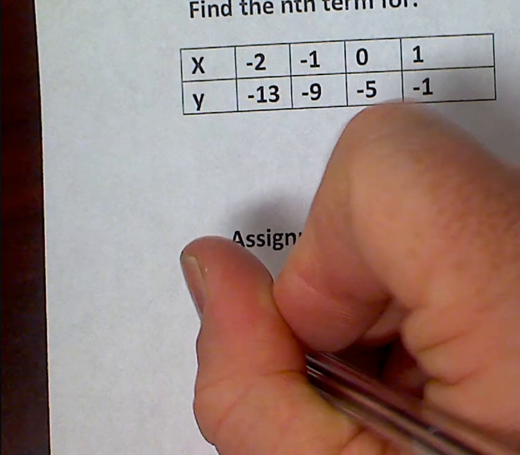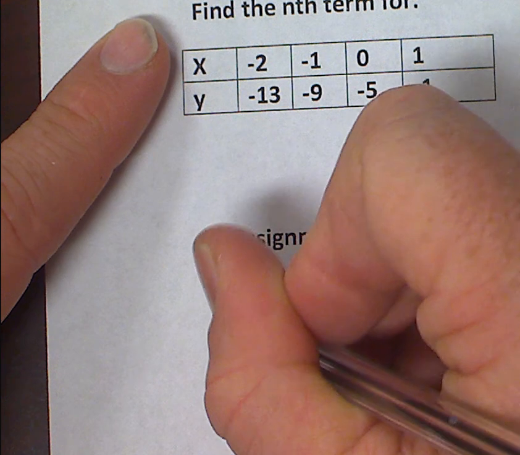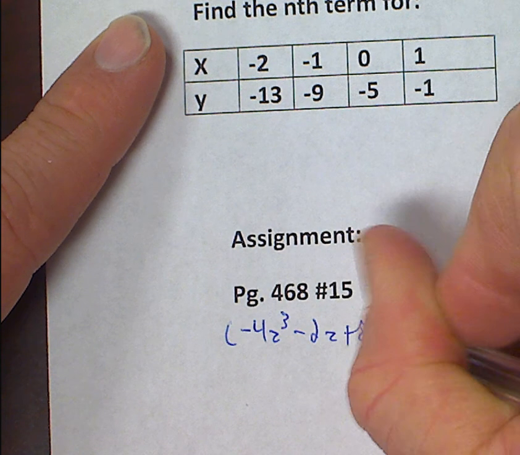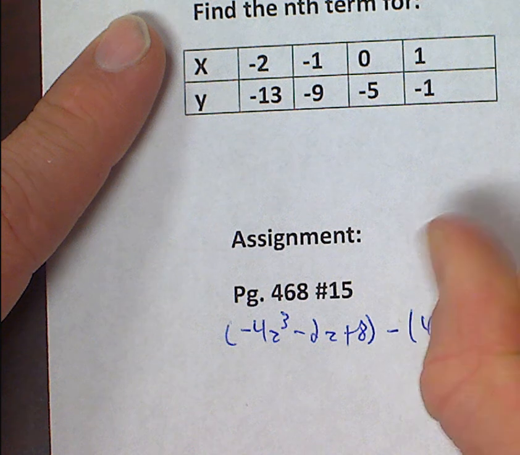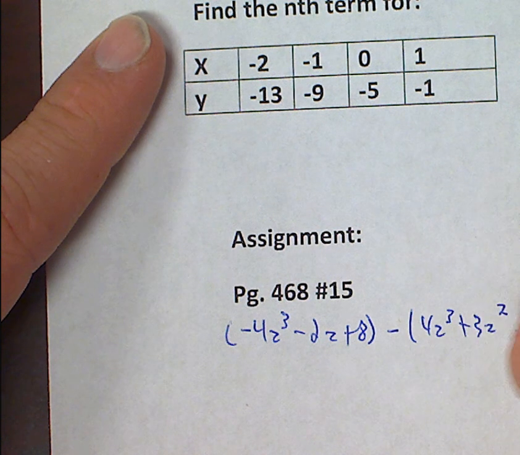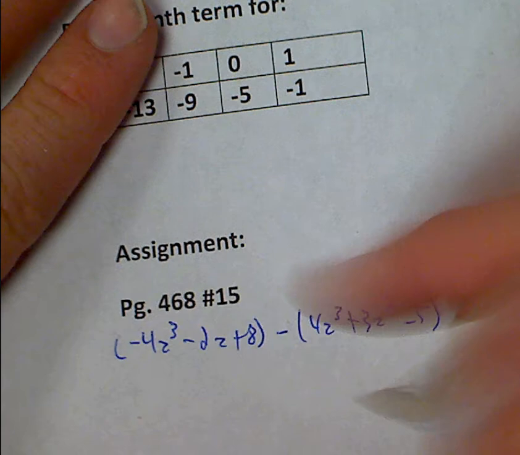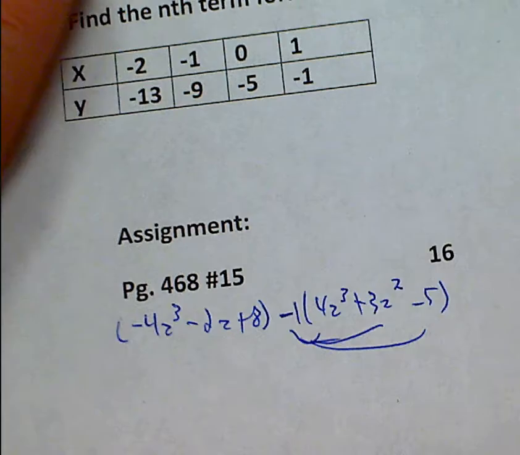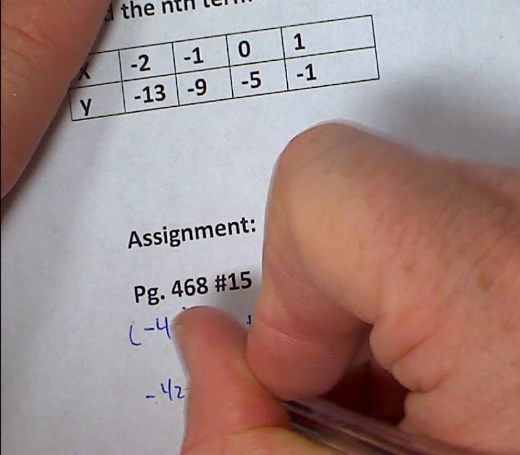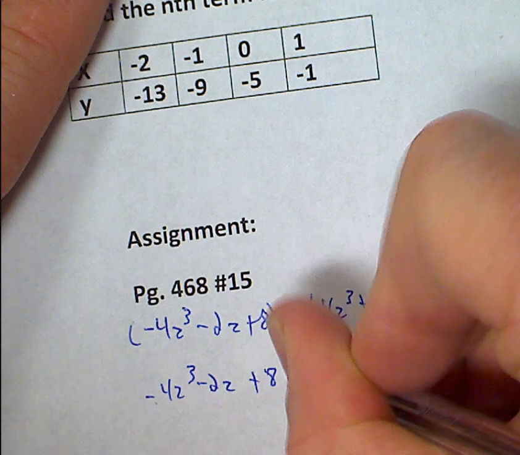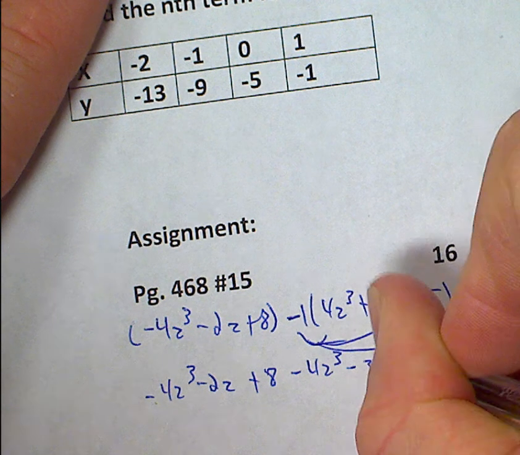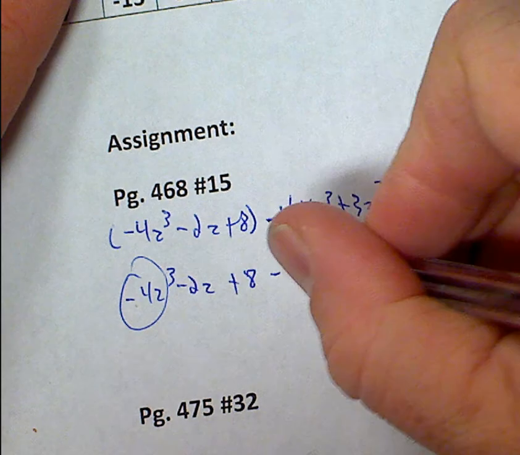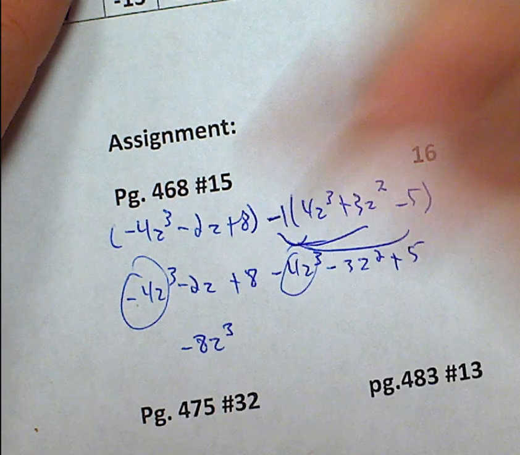We are given negative 4z to the third minus 2z plus 8 minus 4z to the third plus 3z squared minus 5. So there's a minus in the middle, which means a negative 1, so I'm going to go ahead and distribute that negative 1. That's negative 4z to the third minus 2z plus 8 minus 4z to the third minus 3z squared plus 5. Combine like terms, negative 4z to the third, negative 4z to the third is negative 8z to the third.